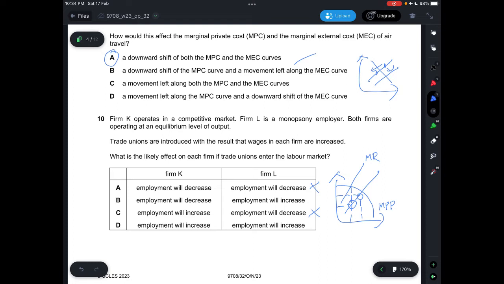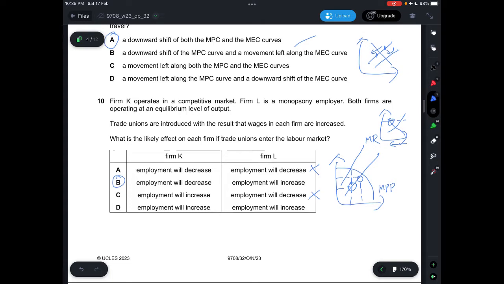And then for Firm K, it operates in a competitive market, so we can use the demand and supply equilibrium. If the trade union increases wages, that means the demand for labor will decrease. Demand for labor decreases, meaning that employment will decrease. Therefore, the answer is B because of this.